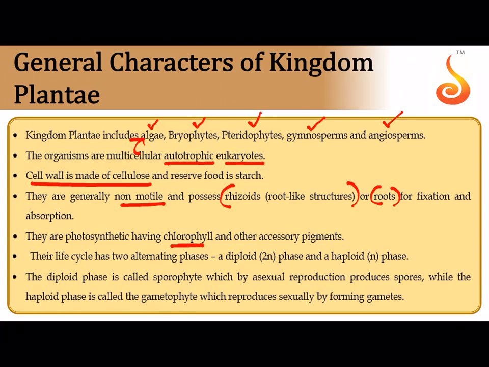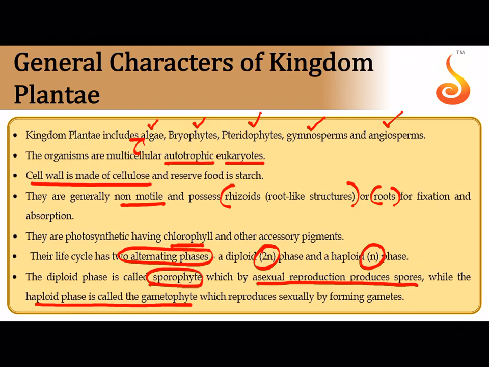Now a very important point in plant kingdom is that they have two alternating phases in their life. In most plants you will find a diploid phase where all the cells in the body are diploid, and a haploid phase where all the cells in the body are haploid. Of course, the haploid phase is reduced as we move up the ladder in the kingdom Plantae. Generally, what do we call this diploid plant? This diploid plant is referred to as a sporophyte, which by asexual reproduction produces the spores which develop into the haploid phase, that is referred to as the gametophyte.